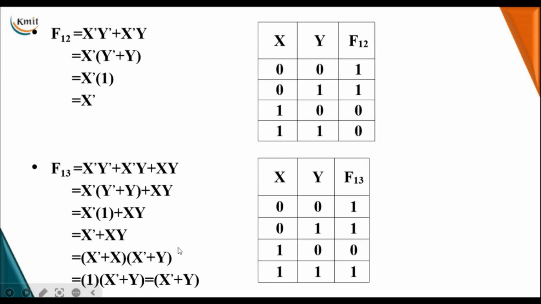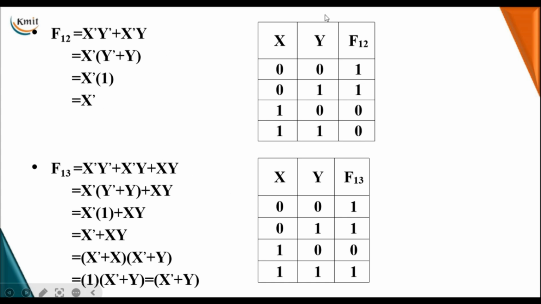So next F12 is having two functional values, for 0 0 and 0 1. So x bar y bar or of x bar y. So from these two terms x bar is taken as common, y bar or of y is replaced with logical one. Now F12 will transfer the complement of your first variable x.